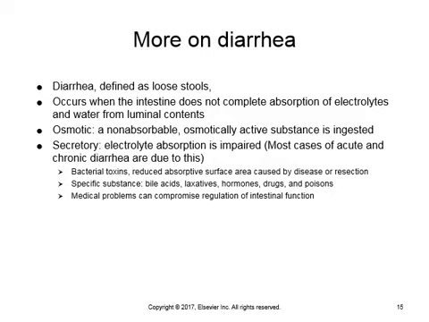In secretory diarrhea, electrolyte absorption is impaired, and most cases of acute and chronic diarrhea are due to this, but especially acute. You can see it with bacterial toxins, specific substances that are listed for you, or it can occur as a part of a medical problem. So the chronic conditions of chronic diarrhea tend to be more related to underlying chronic medical illness, whereas the acute tend to be acquired.